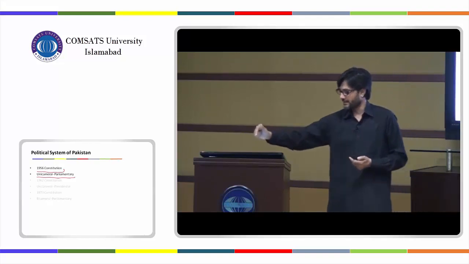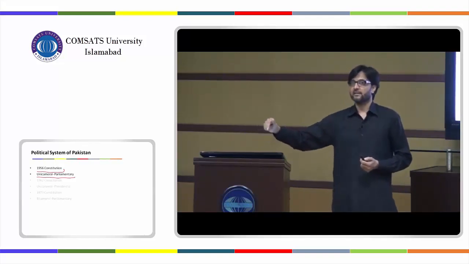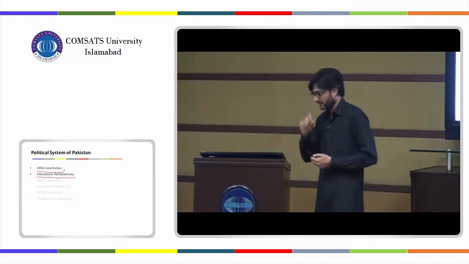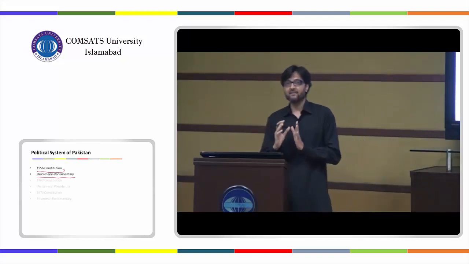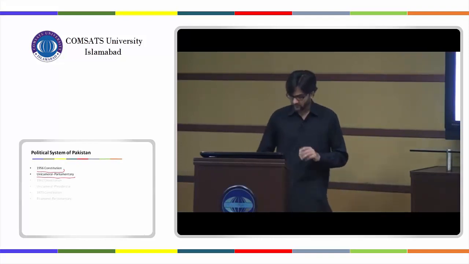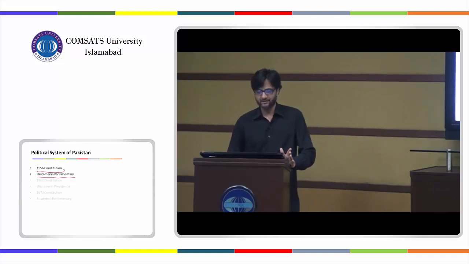But in the 1956 constitution, there was no senate. So no senators at that time, but yes, members of the National Assembly. So then that becomes a parliamentary system, right? So at that time in Pakistan, the political system was unicameral and it was a parliamentary system, right?